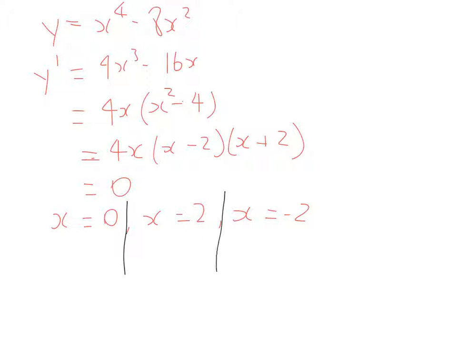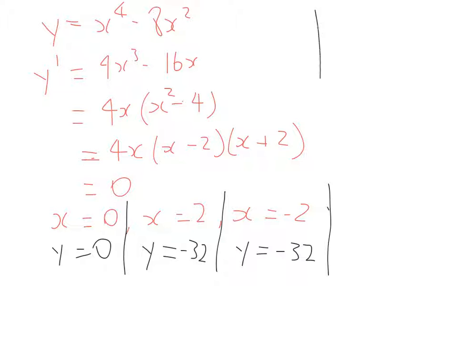Now we need some corresponding y values. So when x equals 0, we know that y equals 0. When x equals 2, we go put that in, and we end up with 16 minus 32, which is minus 16. We'll end up with the same thing with x equals minus 2 as well. It's an even function. You could go put that in as well. Now we do need to determine their nature. Let's go find the second derivative here. y double dash is 12x squared minus 16.